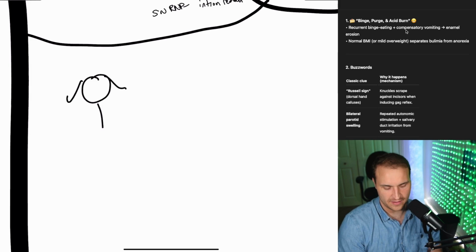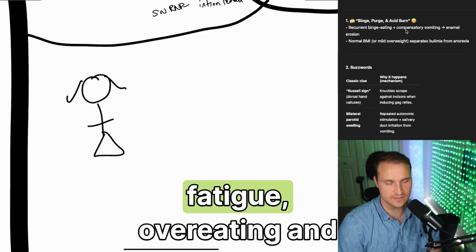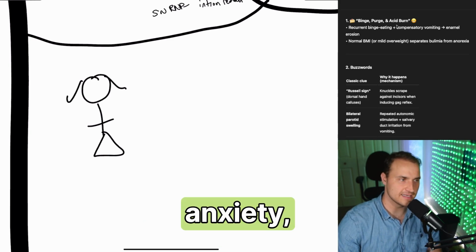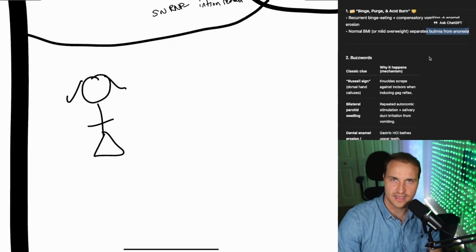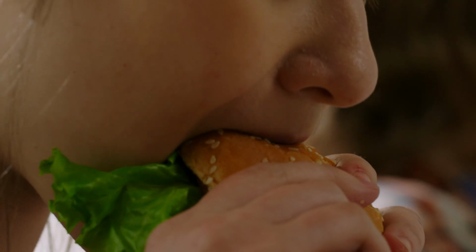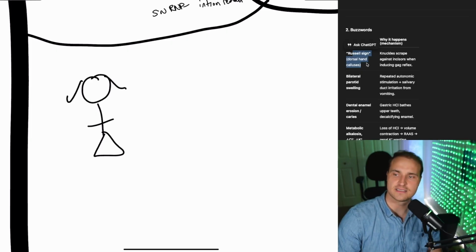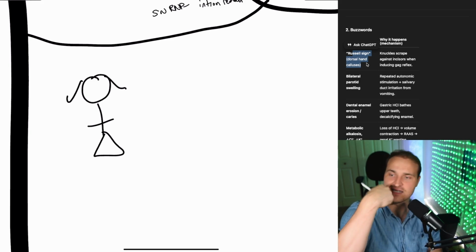We have a usually female patient who comes in, and there are some headaches, some fatigue, overeating, and anxiety, maybe a lower BMI, but like 21 or so. And so we get the cycle of binging, purging, and acid burn. So you get the enamel erosion, normal BMI, that's what separates these two conditions. I can't say them out loud or else YouTube will flag the video or whatever. So we have Russell sign. That's the dorsal hands problem. The knuckles are going to scrape against your incisors when you're inducing gag reflex. And so you see Russell's sign.